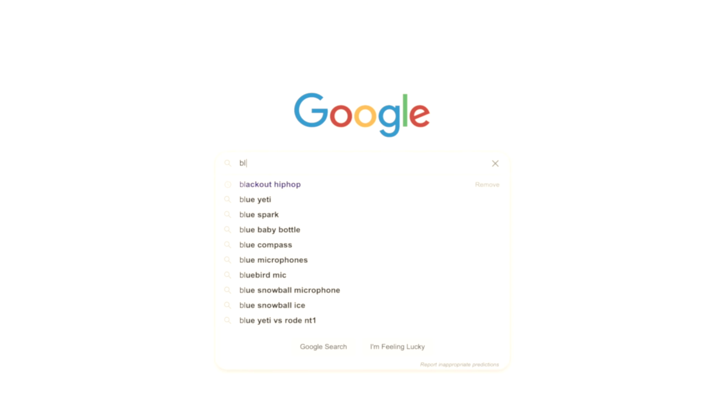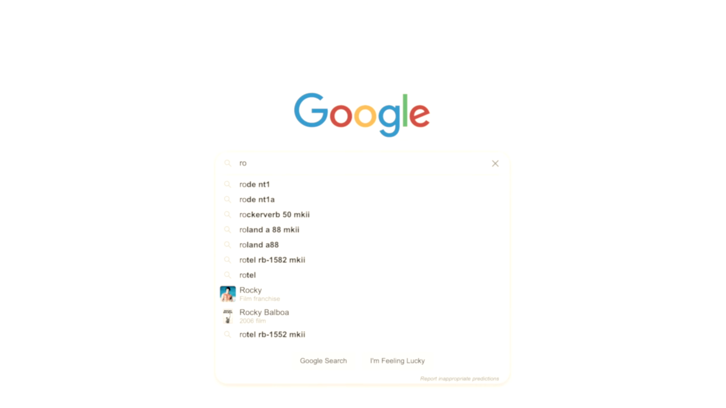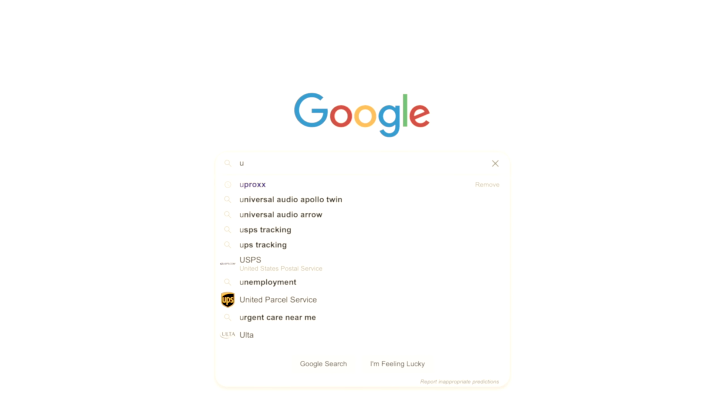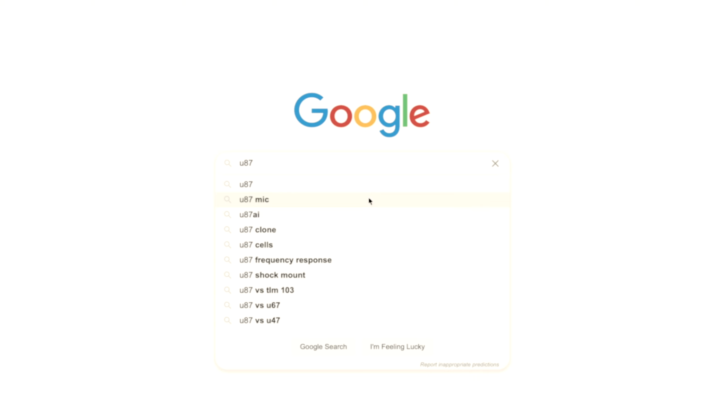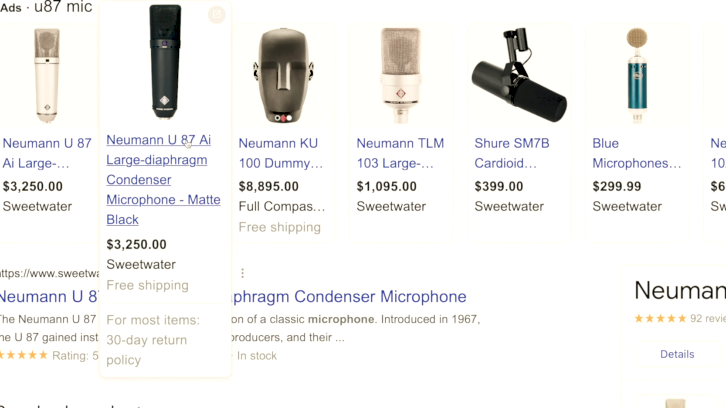Now, I'd suggest you can get a Blue Bird Spark. Blue Bird Spark is a really good starter microphone. Then you can get a Rode NT1. Now, on the higher end of things, you can go to a U87, right? The normal U87 that most people would get on the high end of things would be the Neumann U87.